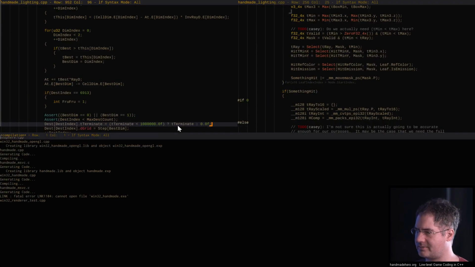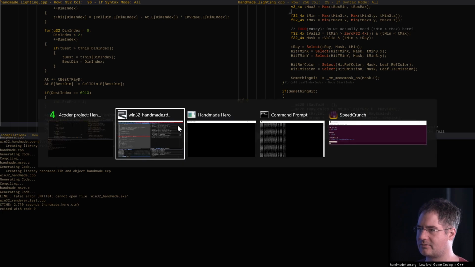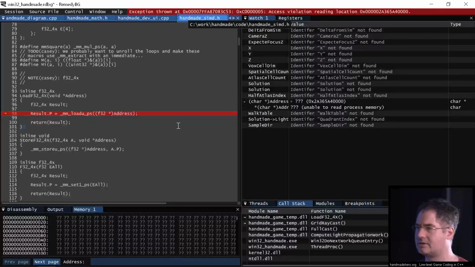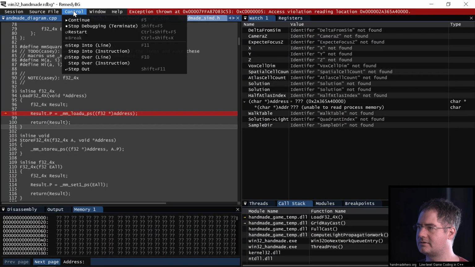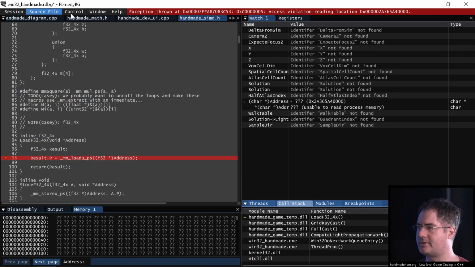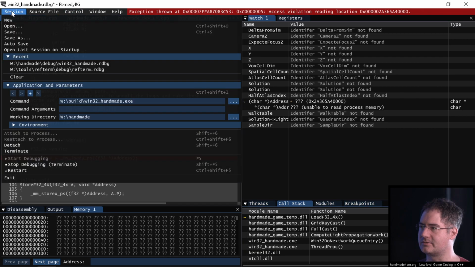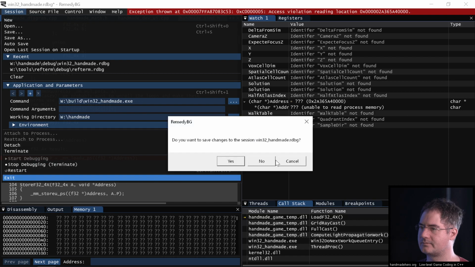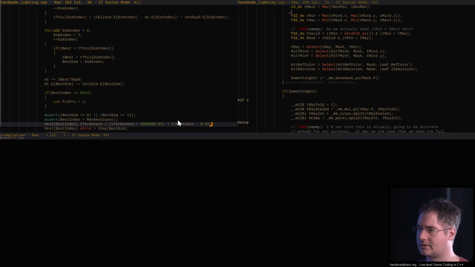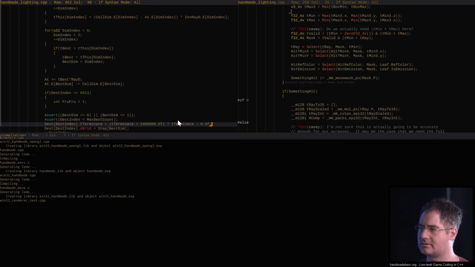What is this complaining about? Fatal error. Why can it not open Handmade Hero? Why are you not... Stop debugging. It cannot stop, apparently. Folks, debugging cannot be stopped. Why can't it be stopped? We do not know. Can we be billed now? Yes.